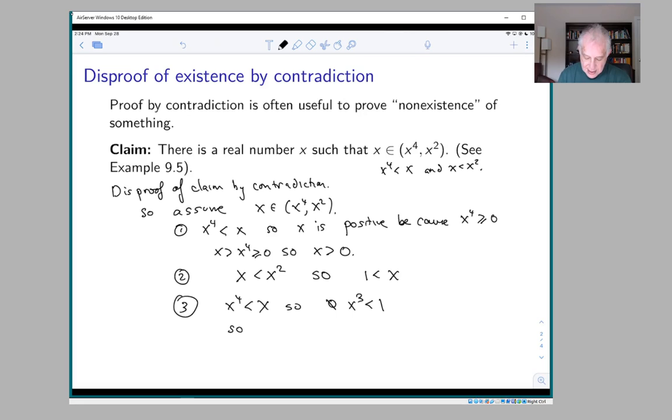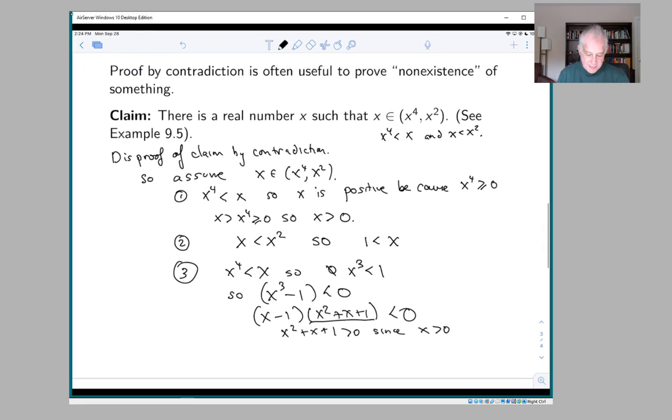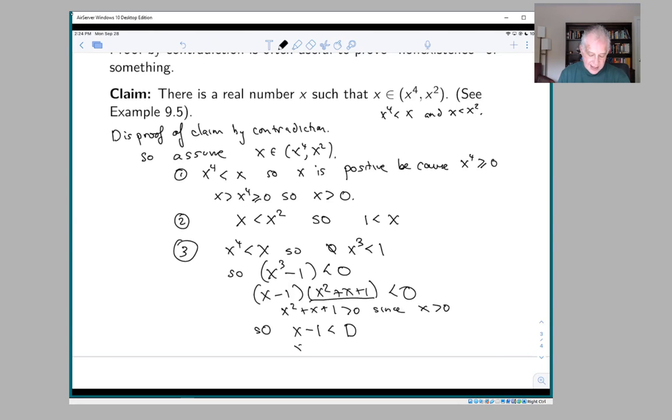And therefore, x cubed minus 1 is less than 0. And we can factor this left-hand side here. This is of the form x minus 1 times x squared plus x plus 1. And that's supposed to be less than 0. Well, this right here is obviously bigger than 0 because x is bigger than 0. And if the product of these two numbers is negative and this is positive, this better be negative. And therefore, we've proved that x is less than 1.